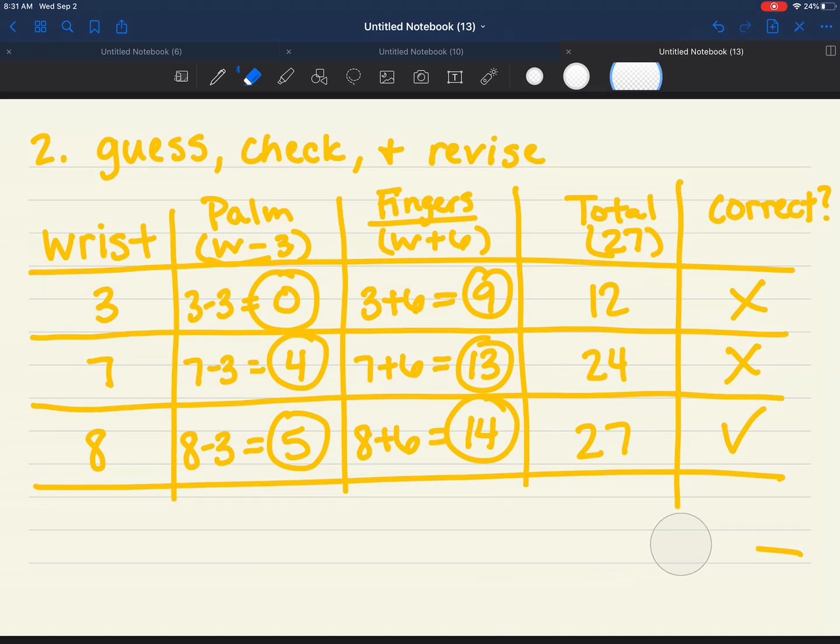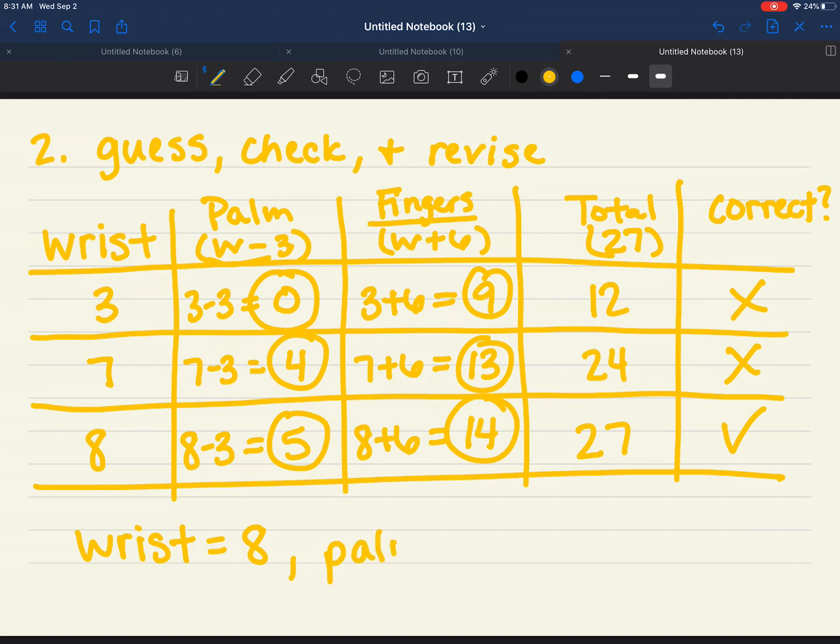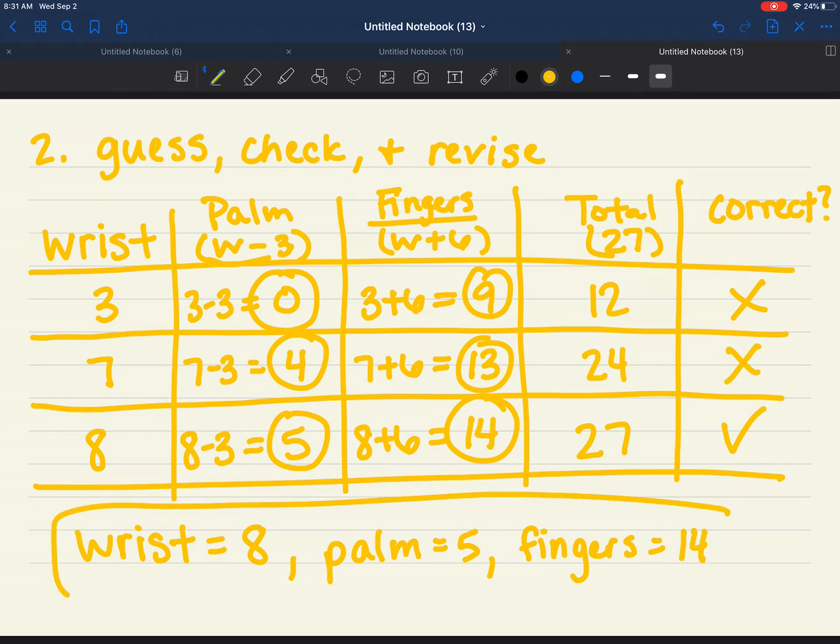I'm going to erase that just so I have some room to write that. So, wrist is going to be 8. Palm is going to be what? 5. And fingers would be, how many were in the fingers? 14. Okay.